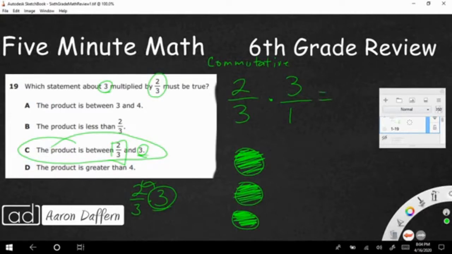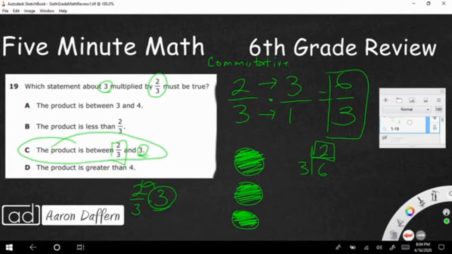Multiplying straight across, 2 times 3 is 6, and 3 times 1 is 3. You don't worry about the denominators being the same or different. You go straight across and you get 6/3. Now you have to divide to make that a mixed number, and in this case, 3 goes into 6 twice, so that's how we come up with 2.